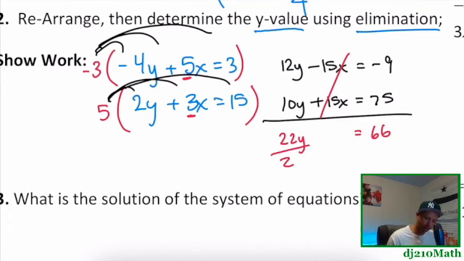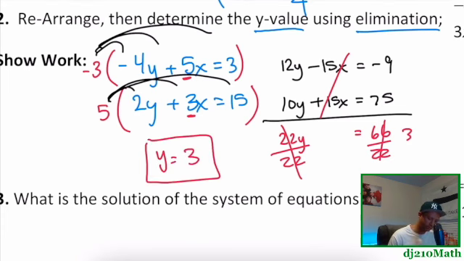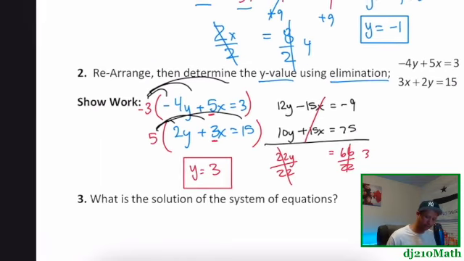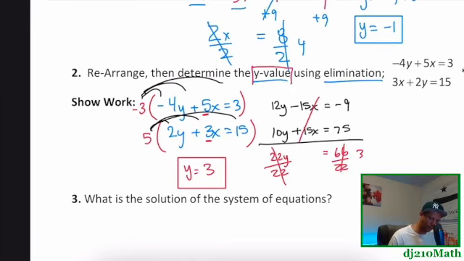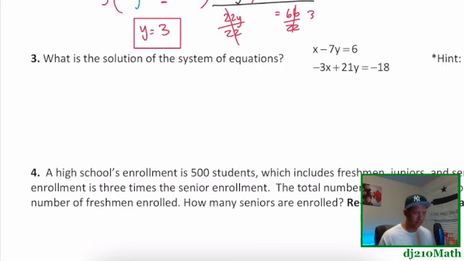All right, you're dividing both sides by 22 to solve for y. Cancels. This is going to be 3. Y is equal to 3. We don't even need the x. Why did I not need the x? Because the question asked us to determine the y value. It doesn't say anything about the x value. So I want to find the y value using the elimination method. I did that.